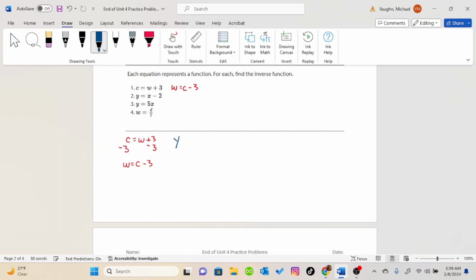Number 2, we have y equals x minus 2. The opposite of minus 2 is plus 2, and if I add 2 to the right, I must add 2 to the left. Now I get an equation that says x equals y plus 2. Now, instead of an equation that solves for y using x as the input, we have an equation that solves for x using y as the input.